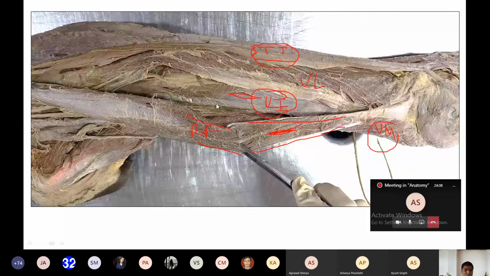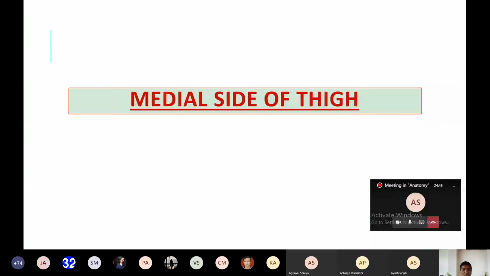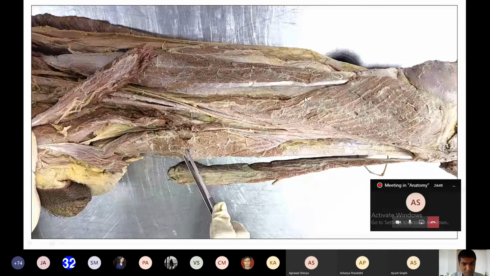I think I have told you the important structures for the examination in this part. After this, let us go into the other region, the medial side of the thigh. In the medial side of the thigh, what are the structures lying? First of all, you have to remember these things, and then you have to identify these things here in the diagram.